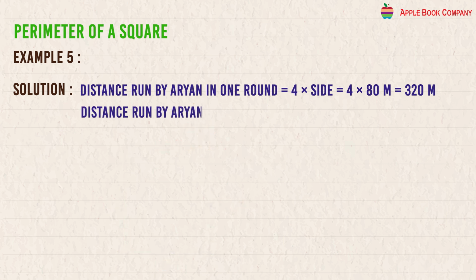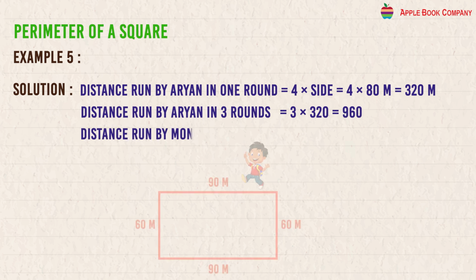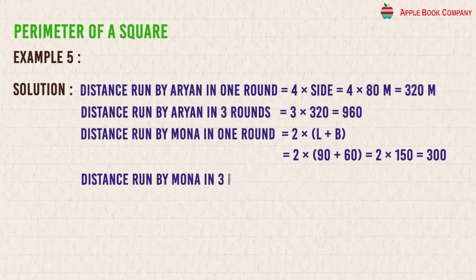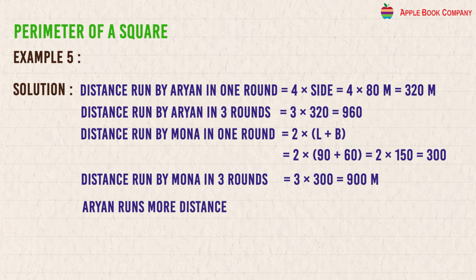Distance run by Aryan in 3 rounds is equal to 3 into 320 equals 960 meters. Distance run by Mona in one round is equal to 2 into (L plus B), which is equal to 2 into (90 plus 60), that is 2 into 150, equal to 300 meters. Therefore, distance run by Mona in 3 rounds is equal to 3 into 300, that is 900 meters. Thus, Aryan runs more distance by 960 meters minus 900 meters, that is 60 meters.